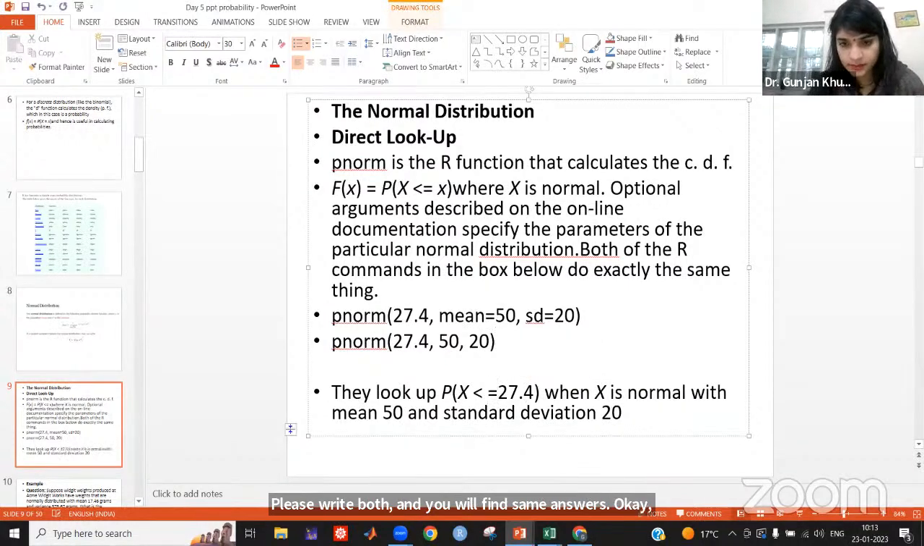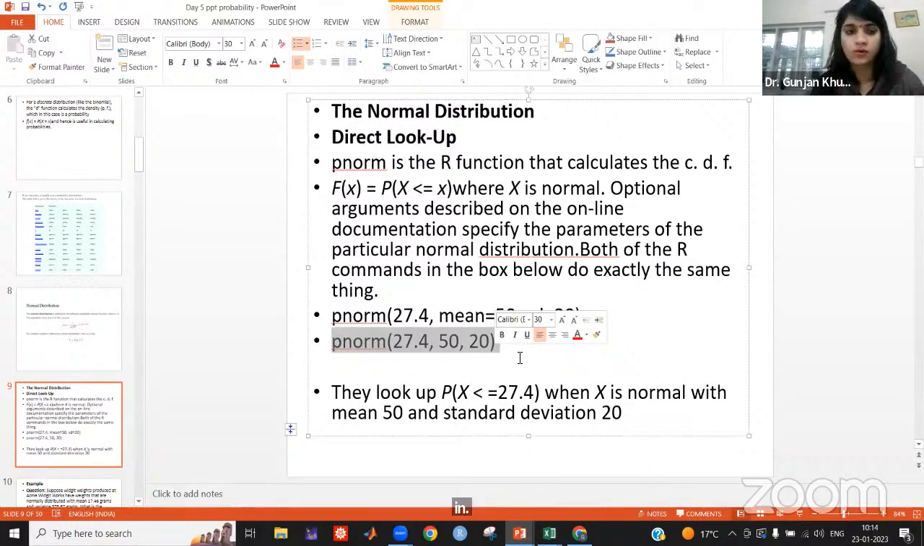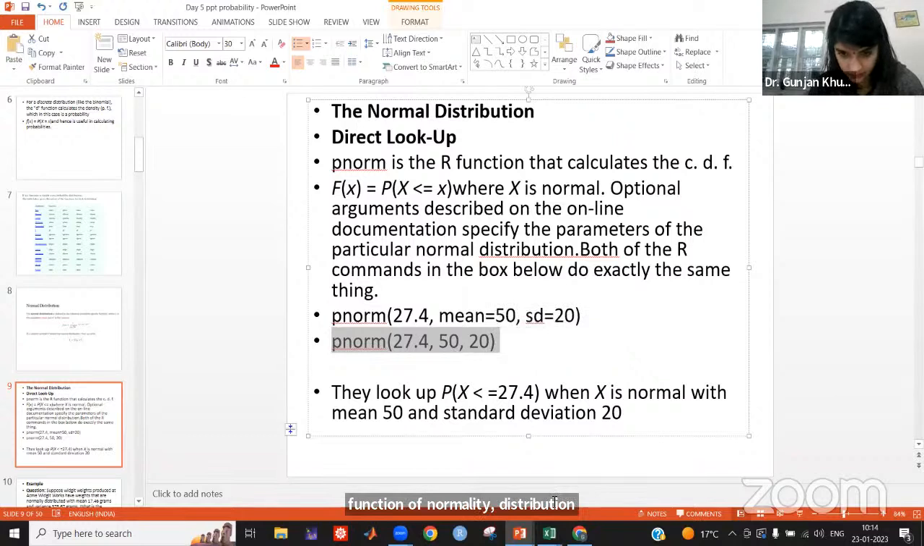So it looks up the probability that capital X is less than or equal to 27.4 when X is normal with mean 50 and standard deviation 20. So what is the answer you got? Please tell me in your R Studio. Just put this command and you will be able to calculate the cumulative distribution function of normal distribution. So please tell me the answer. Any one of you?